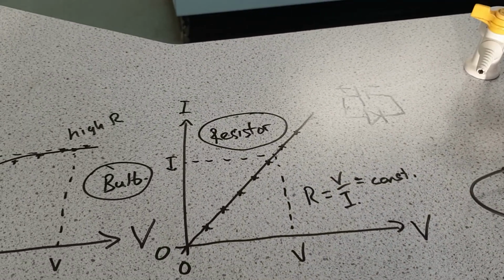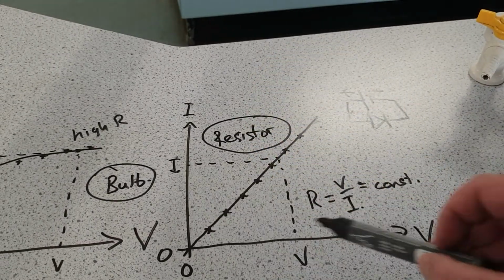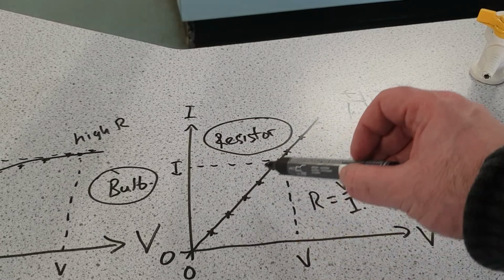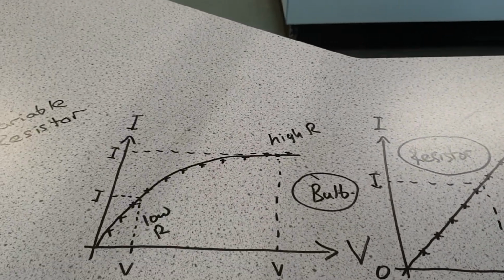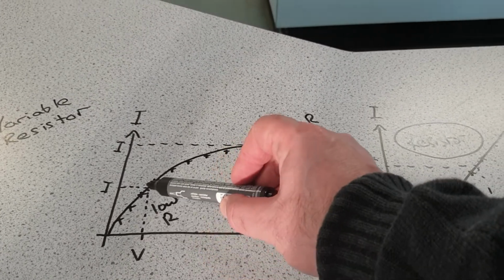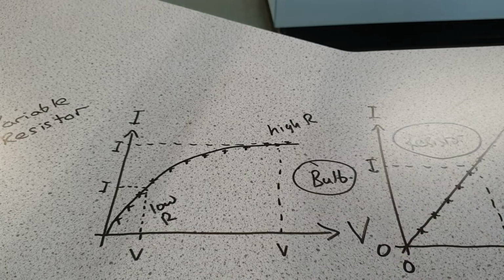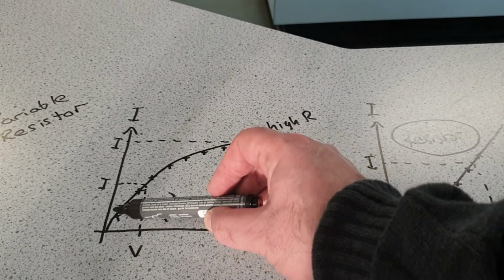You also need to learn what happens with a fixed resistor if you change the voltage. Well, you get a current that's directly proportional to the voltage, so a nice straight line graph. And then finally, for a light bulb, you get a resistance that increases as the voltage increases, as the light bulb gets hot. So you get this curved graph.